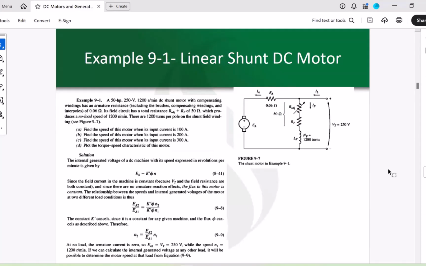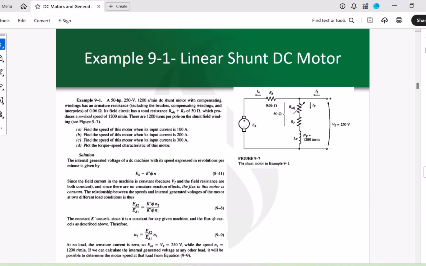Now, let's look at one example. You have a 50 horsepower, 250 volts, 1200 revolutions per minute DC shunt motor with compensating windings. When it says with compensating windings, we have to keep in mind that there is no armature reaction. It has an armature resistance of 0.06 ohms, which includes the effect of brushes and everything. Its field circuit has a total resistance of RF plus R adjustable equal to 50 ohms. So this total is 50 ohms, and this total is 0.06 ohms.